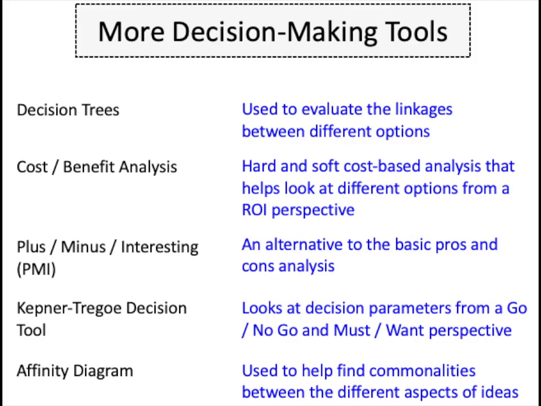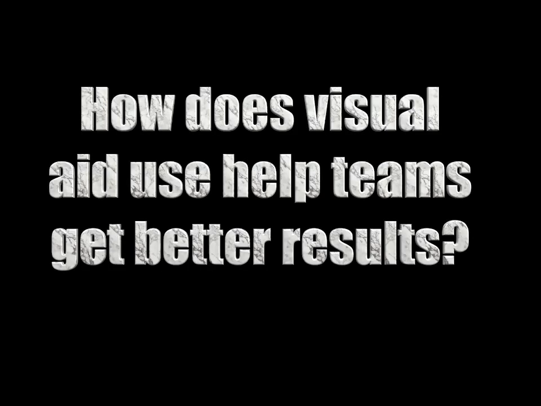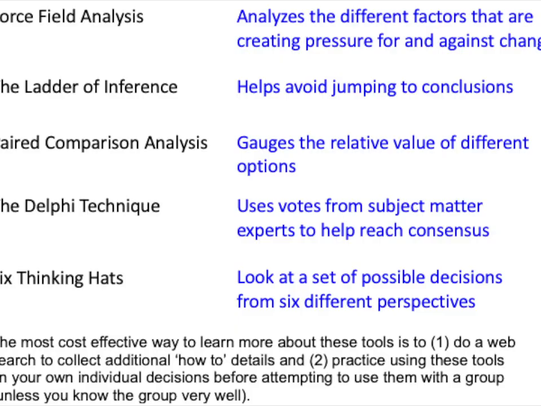We can look at plus-minus interesting ratings, PMI rating. That's an alternative to the basic pros and cons analysis. I just mentioned the Kepner-Tregoe decision tool a little bit earlier. We can use affinity diagrams to group things that are common together. Force field analysis is a great tool to analyze the different factors that create pressure for and against change. Peter Senge and his team at Systems Thinker bring up the ladder of inference. It helps keep us from jumping to conclusions. We look at how we got to where we are.